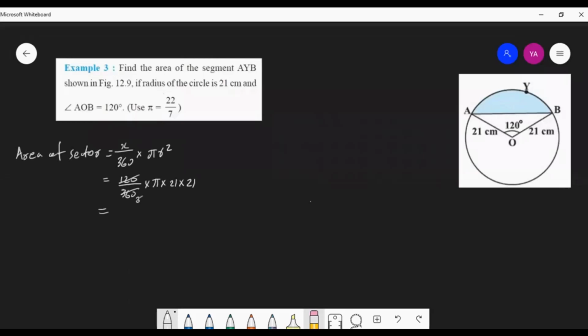So this 3 and 21 can be cancelled. Look here itself, for pi I substitute 22 by 7. So this 7 and this denominator 7 can be cancelled, right? So 21 into 22 will come. What is 21 into 22? 462. 462 will come, right? 462 unit square. It is given in centimeter, so centimeter square will come. This is the area of this sector.